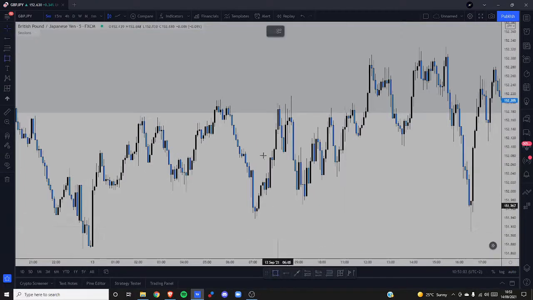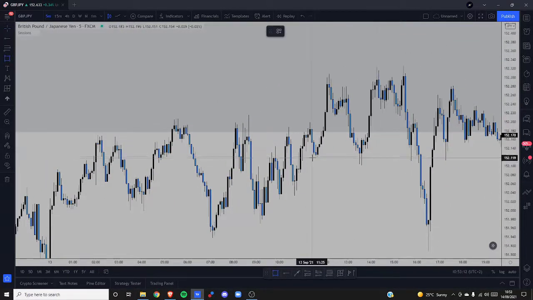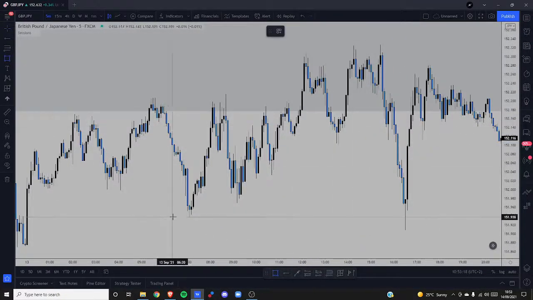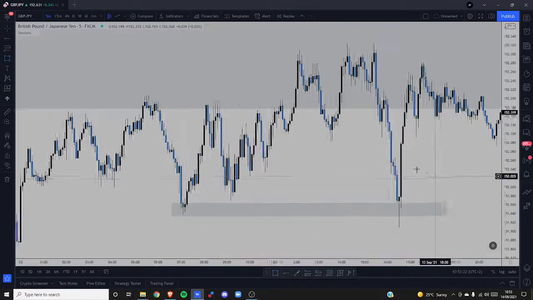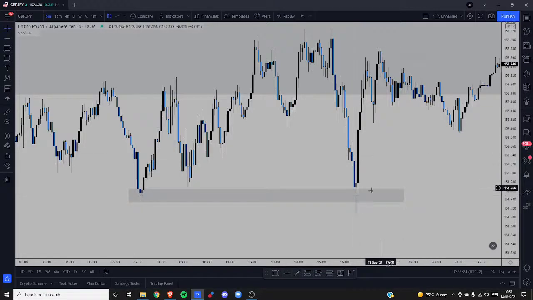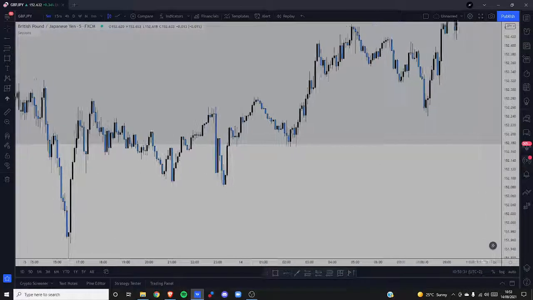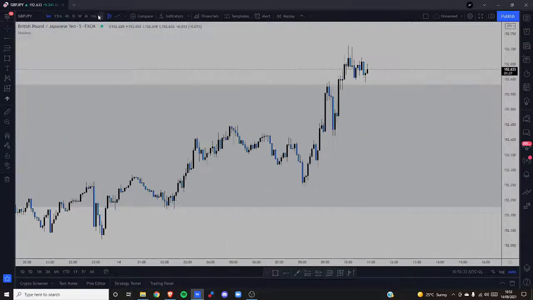As you can see right here, we have a nice supply zone, where price came into it, rejected, and then boom, reacted to it. We have a demand zone right here. Actually, the 5 minute is pretty clean. If we look for the edges, it's a pretty clean time frame. So we have this one right here, another demand zone, where price came into it, nice rejection, and boom, shoots up.